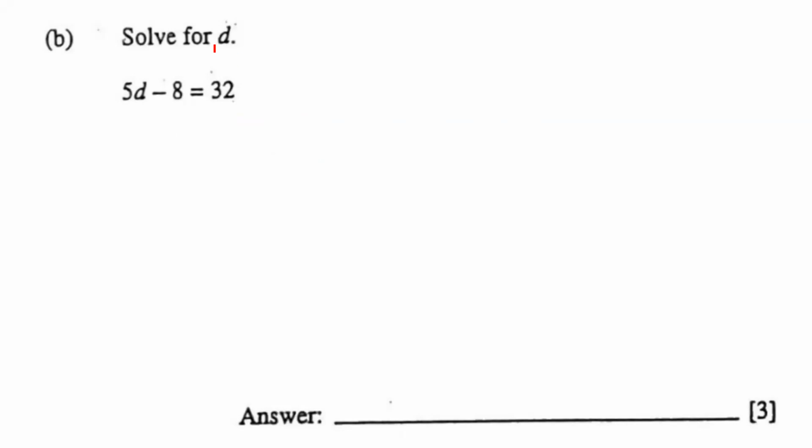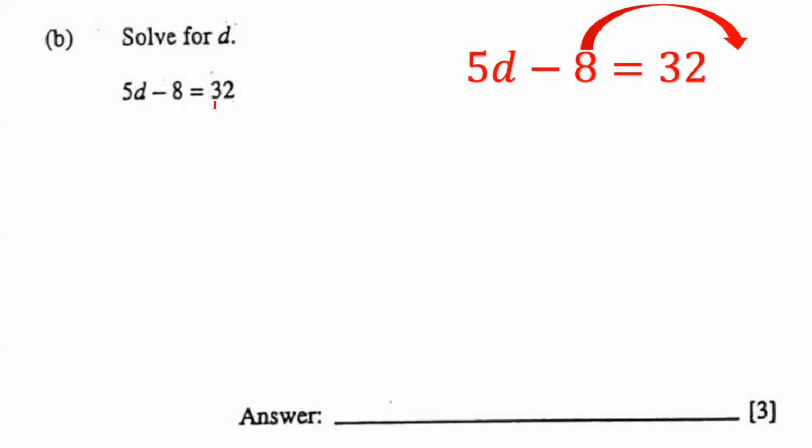It says solve for D. Here we have this linear equation. It says 5D minus 8 equals 32. Our goal here is to isolate D. We want our variable on one side and everything else on the other side. So let's move 8. We'll send 8 over the equal sign. We know here it was a negative 8. When we send it over the equal sign, it's going to be a positive 8.